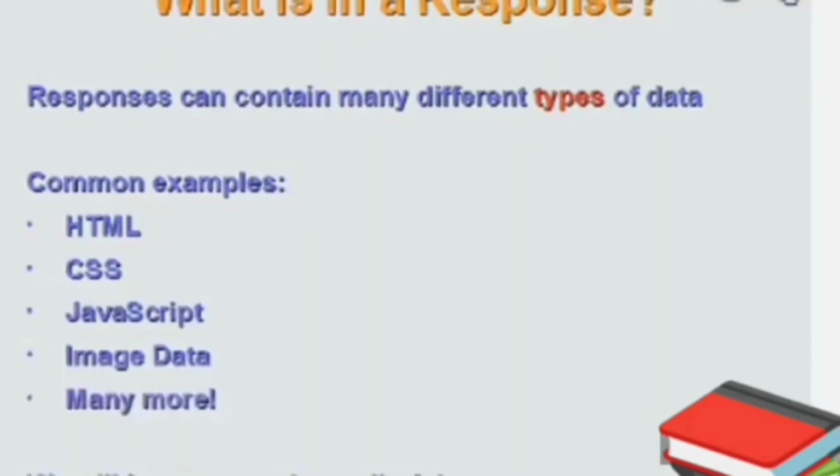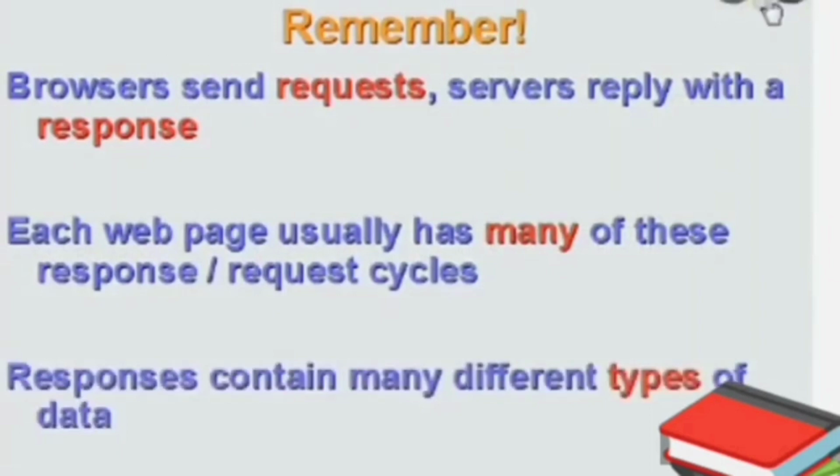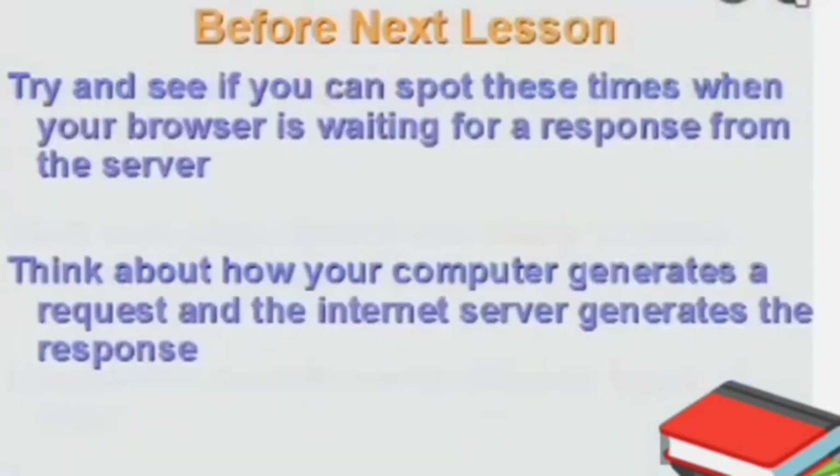Common examples are HTML, CSS and JavaScript. We have the image data. We also have many more. Browsers send requests, servers reply with a response. Each web page usually has many of these request and response cycles. Responses contain many different types of data.